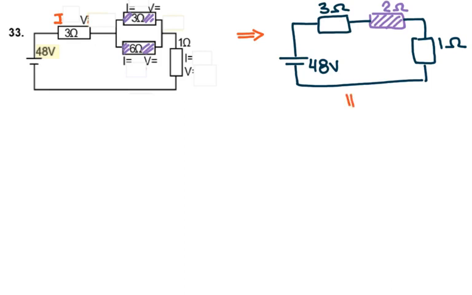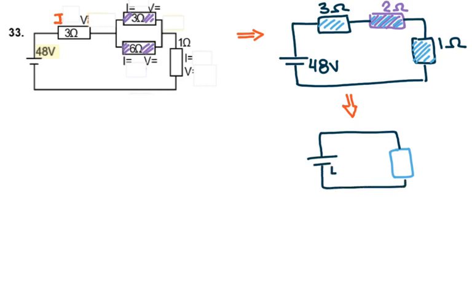Then I'm going to rewrite this circuit as all resistors together. So I'm going to combine every single resistor and place 1 resistor instead of all of them. So I have 1 resistor, and then I have the battery, so the battery is still 48 volt. And the total resistance of all resistors connected in series, so 3 plus 2 plus 1, I just have to add them, is gonna give me 6 ohm.